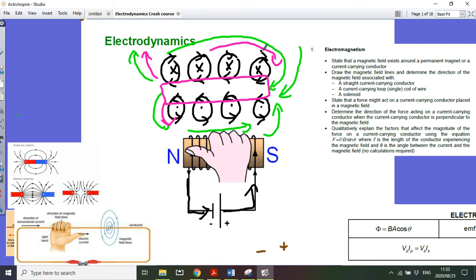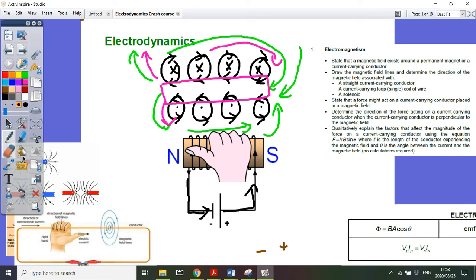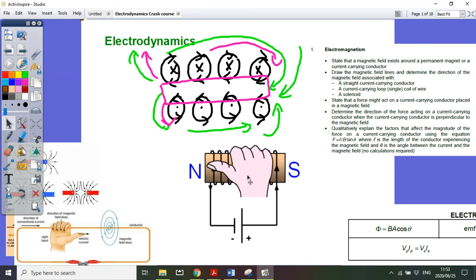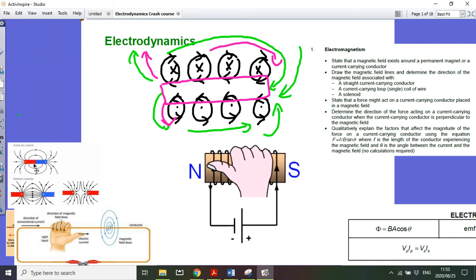Now you can go and draw these circles every time you get a solenoid, but we can also use our right-hand rule again, just a little bit differently, to determine the polarity of this electromagnet. Now, please don't confuse it with the direction of the magnetic field. The direction of the magnetic field is always from north to south.